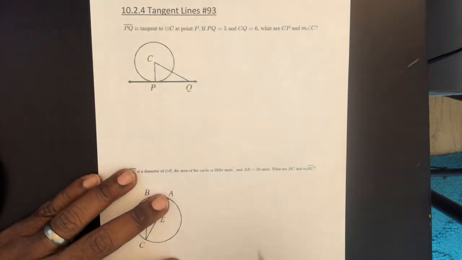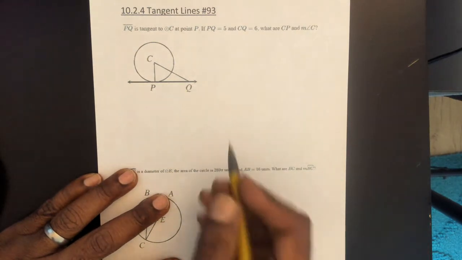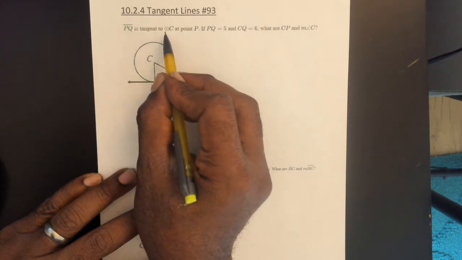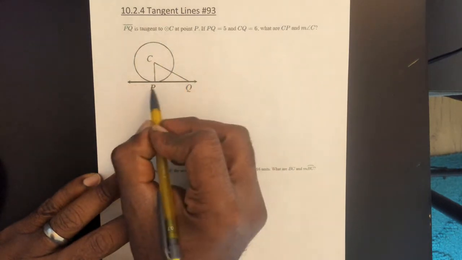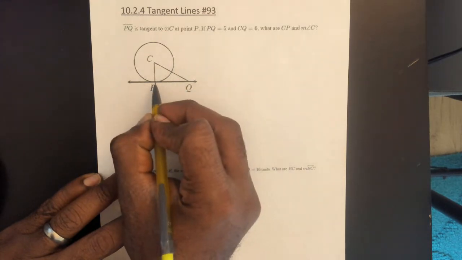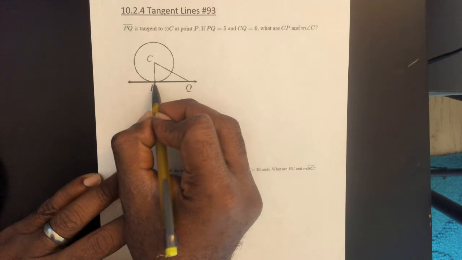Hello everybody, I want to talk to you guys today about tangent lines, and this video goes with section 10.2.4 from our book. Okay, the very first statement here, PQ is a tangent to circle C at point P. So that means that this line segment right here is tangent to the circle. It touches it at one point, that's what it means.